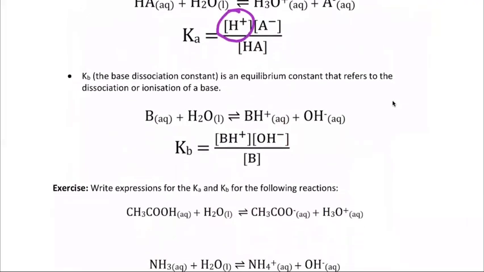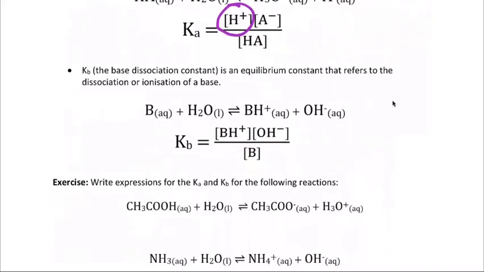Base dissociation constant, same basic premise. The only difference is you have B's instead of A's, and you have hydroxide instead of hydrogen ion concentration. But the same basic concept, in that we're leaving the water out. So we just have the conjugate acid up here, and then the hydroxide ion concentration, and then we have our weak base on the bottom.